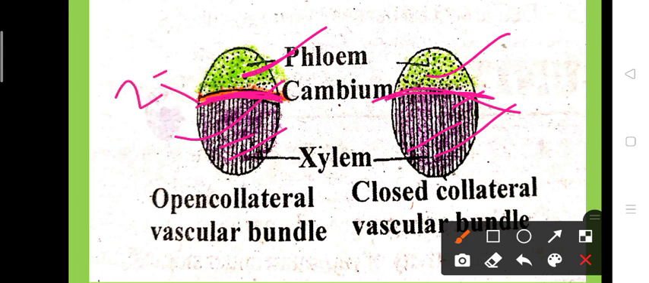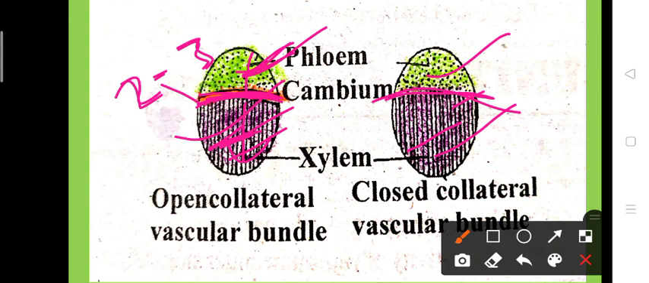Here is an open collateral vascular bundle. Xylem is present towards the inner side and phloem towards the outside. Two to three cells thick cambium is present in between the phloem and xylem in this open collateral vascular bundle.